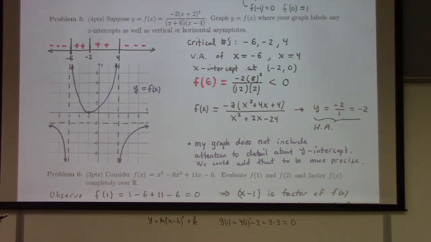A horizontal asymptote is 0 if the denominator has larger degree than the numerator, right? But here we have equal degree, so we could use the theorem that we take the ratio of the leading coefficients, which are -2 and 1 respectively, so I got a horizontal asymptote of -2.